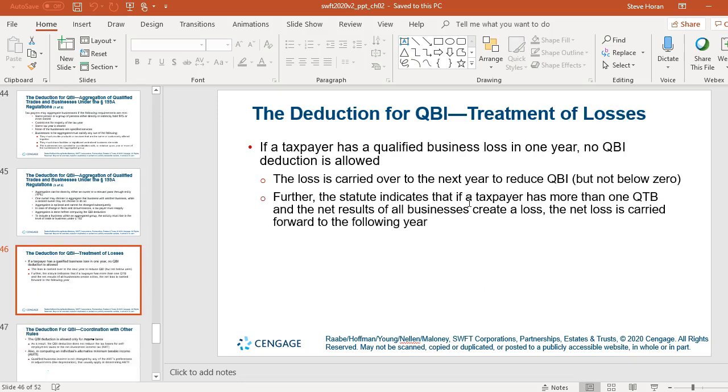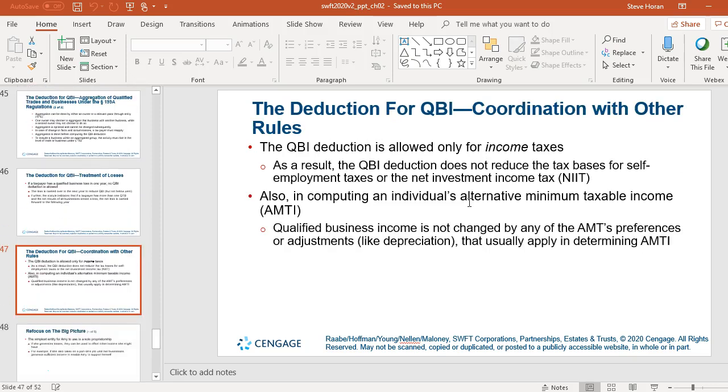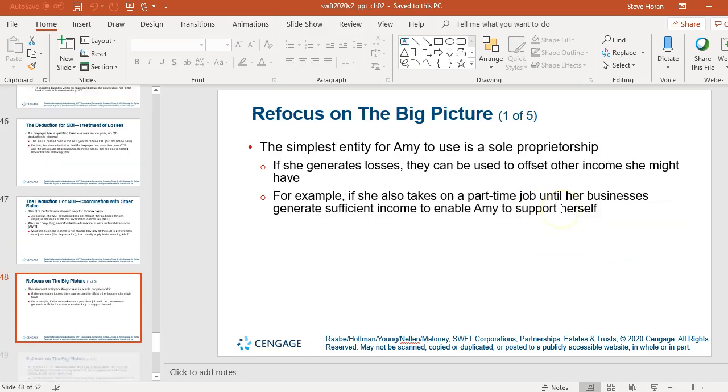If a taxpayer has a QBI loss in one year, no QBI deduction is allowed. Okay, keep that in mind. And then to coordinate with others, the QBI deduction is allowed only for income tax. As a result, it does not reduce the tax basis or self-employment taxes or the net investment income tax. Okay, we haven't really gotten into what those are yet. Also, in computing an individual's alternative minimum taxable income, QBI is not a part of that.